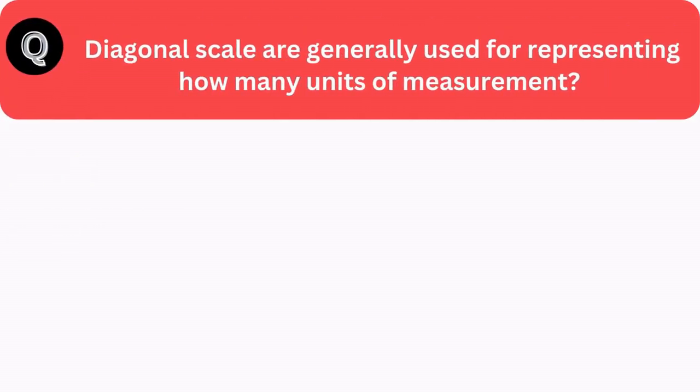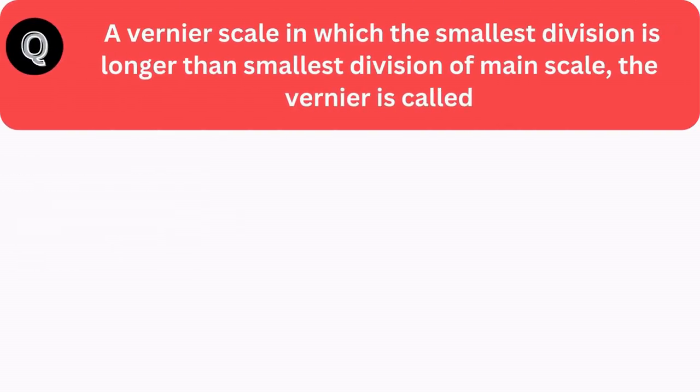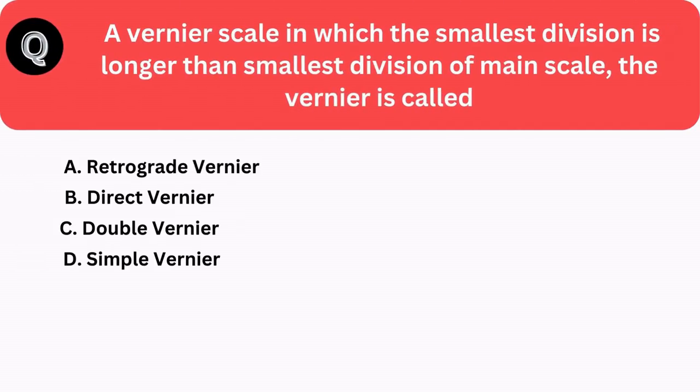Diagonal scales are generally used for representing how many units of measurement? Option A, 5 units. Option B, 4 units. Option C, 3 units. Option D, none. Answer C, 3 units.